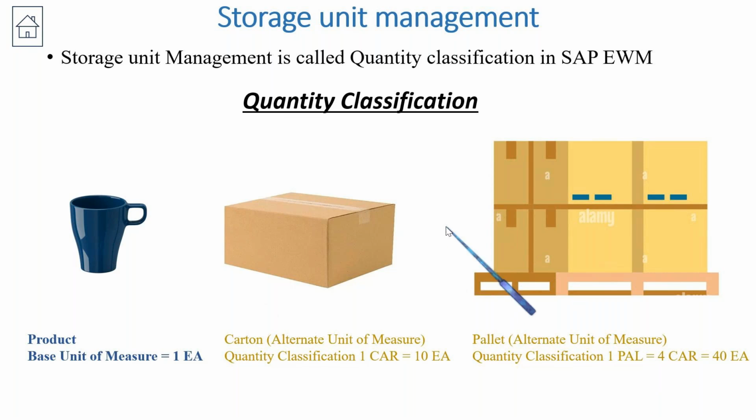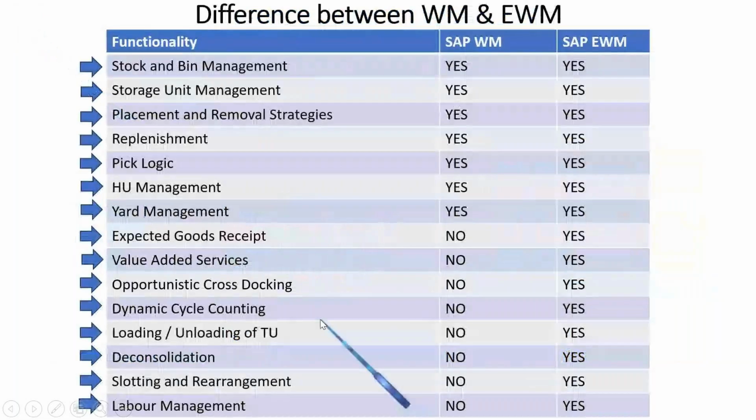Quantity classification, that is also possible. If we receive the carton, automatically it will go to some location. If we receive the pallet, it will go to some other storage location. That entire thing can be managed from our SAP EWM level. And placement and removal strategies.